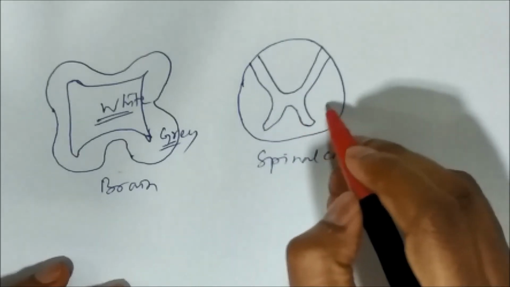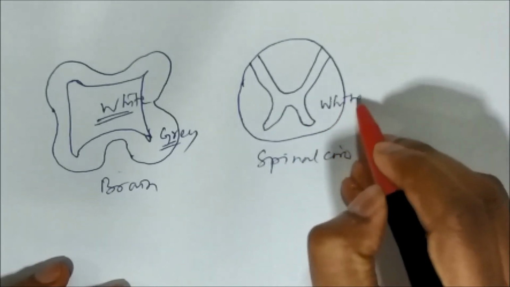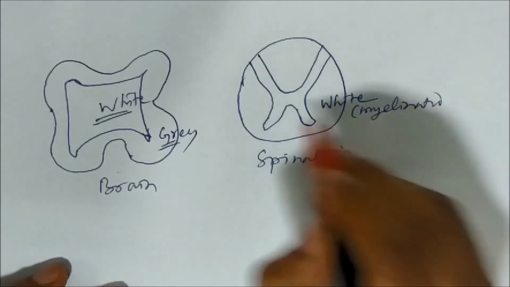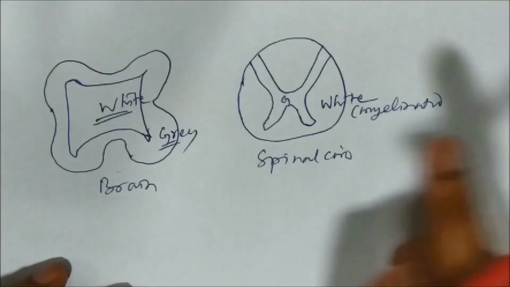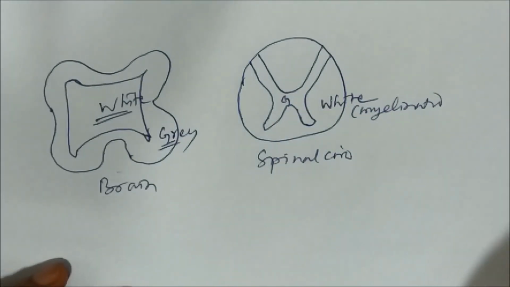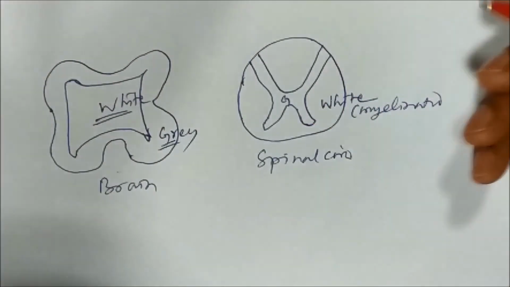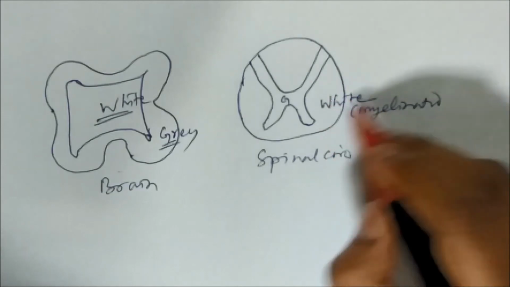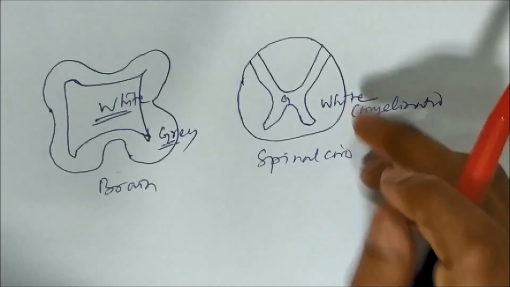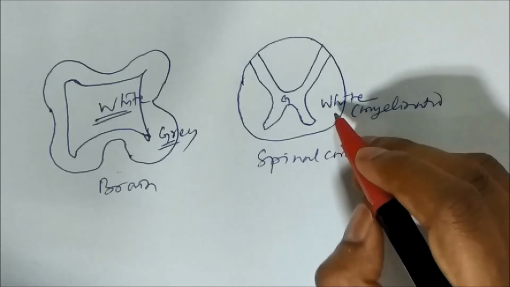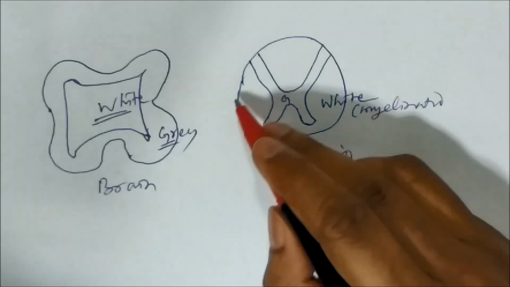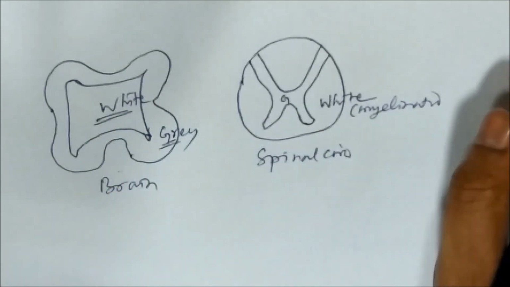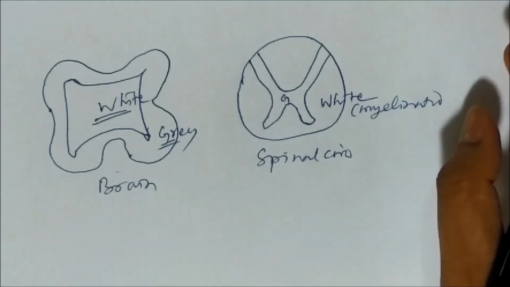In the spinal cord, the periphery is white because of the presence of myelinated neurons, and the central part is grey because of the presence of non-myelinated fibers and cell bodies. Myelinated axons, nerve fiber tracts, are present in the peripheral part of the spinal cord and the central part of the brain. Okay, in the next class we will study the neuroglia.